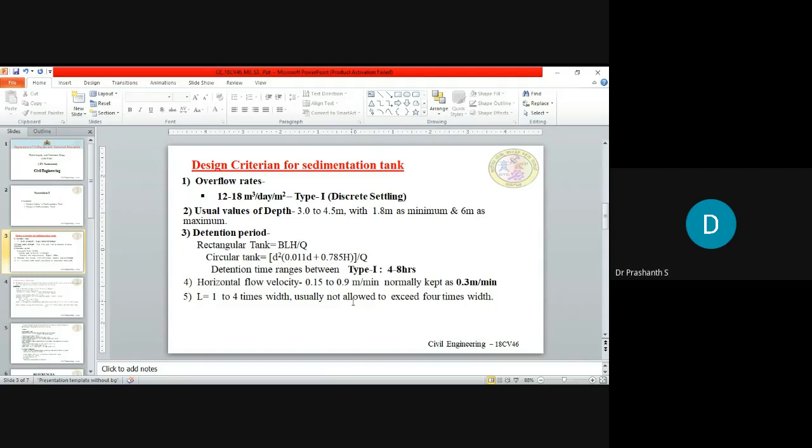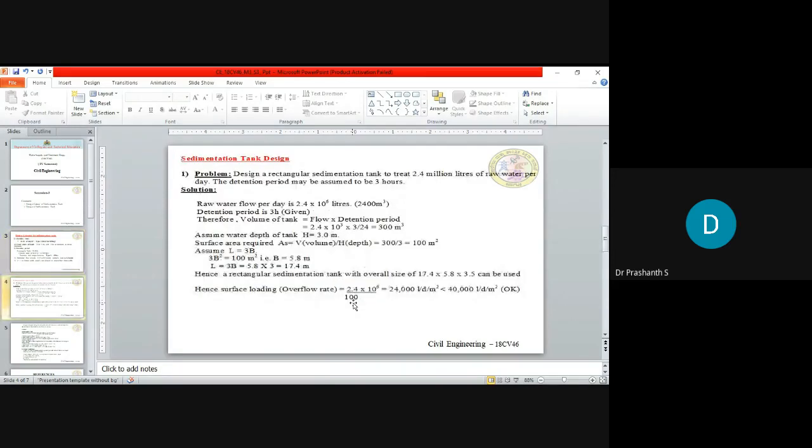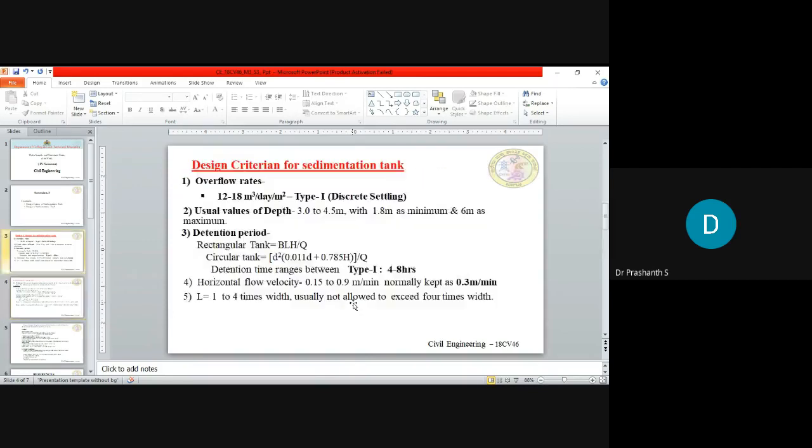And here, most of the suspended particles present in the water settle as discrete particles. So for type 1 settling, it is 12 to 18 meter cube per day per square meter. Now with these details, let us go to a design.